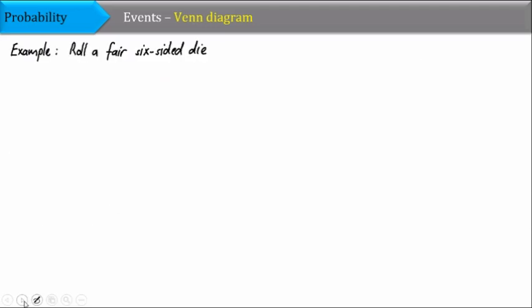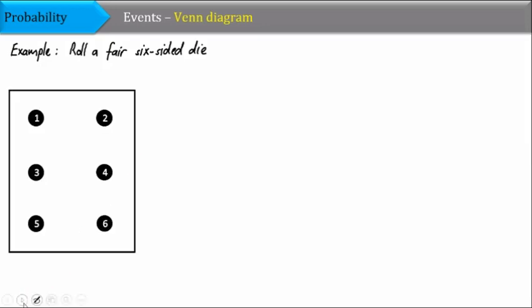Right, let's have a look at another example for a Venn diagram. We roll a fair six-sided die. So our Venn diagram will just be a rectangle, and it will contain the numbers 1 up to 6, because we're rolling a six-sided die. Now again, we will denote it either by a capital S or a capital omega. I'm just writing both here so that you can get used to the notation, but we use one or the other. And our sample space in numerical form will be written in this way.